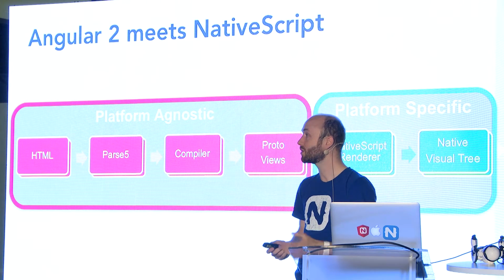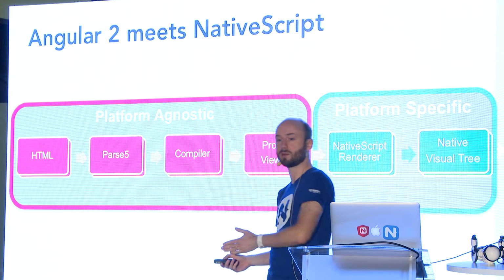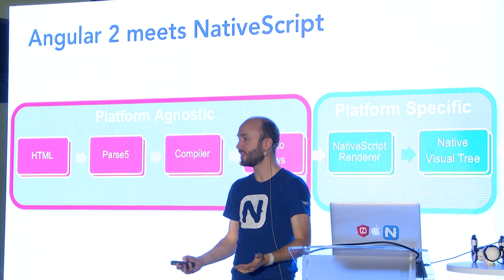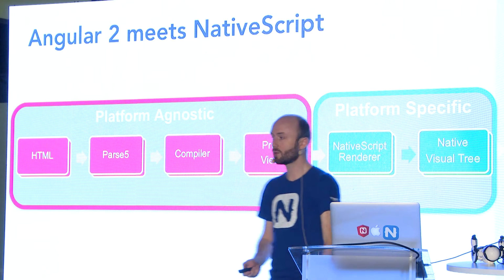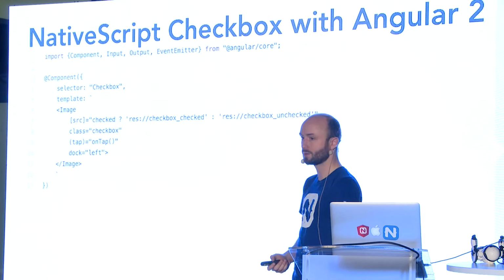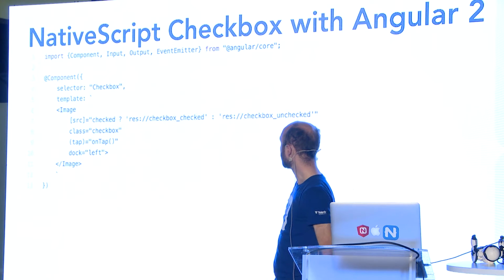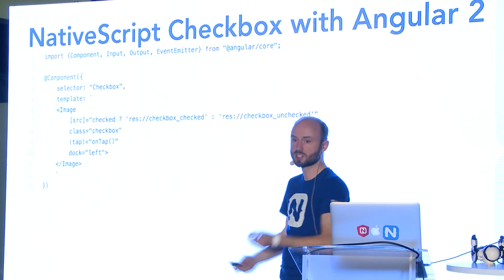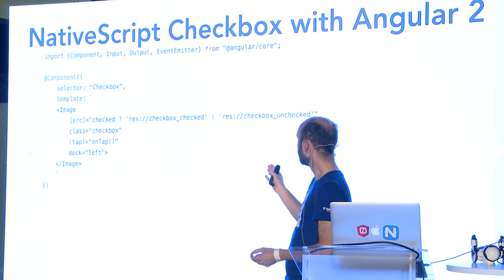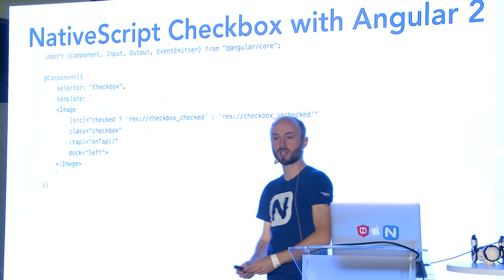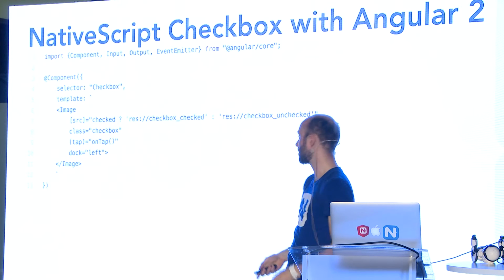So all of this pretty much means that we can do really cool stuff. One of the things we want to do is this to-do MVC example, right? Typical stuff. But the problem was we didn't have a checkbox in NativeScript. What to do? So we said, well, let's create an Angular component. We created this component with the selector checkbox, and the template was just a simple image that, if checked is true, we show one image, and if it's not true, we show another one. So we had a checked image and an unchecked image.